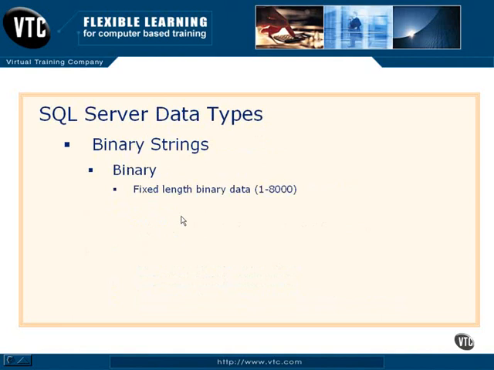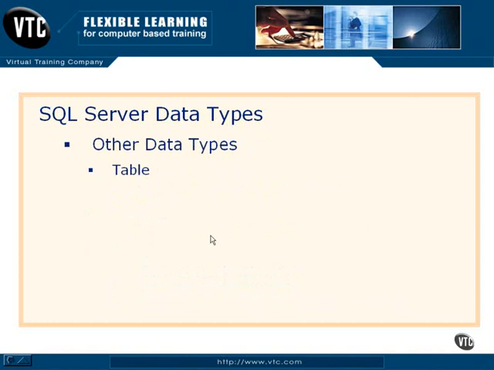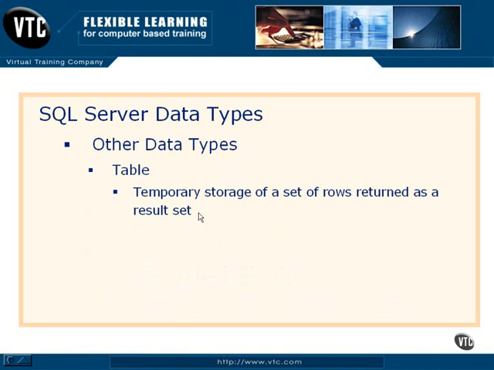Then we have binary types. We have the binary data type. This stores binary data either in a fixed length or a variable length, just like char and varchar. And then we have the data types that have gotten most of the press, and that is the table data type, where I can actually store result sets in a table variable or a table data type. And then the XML data type that I can store XML data in.